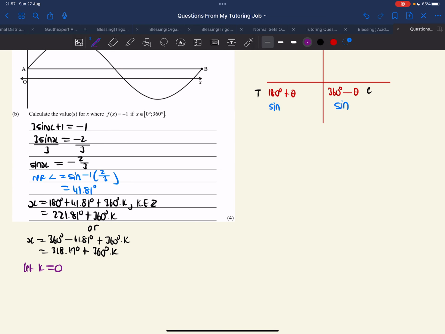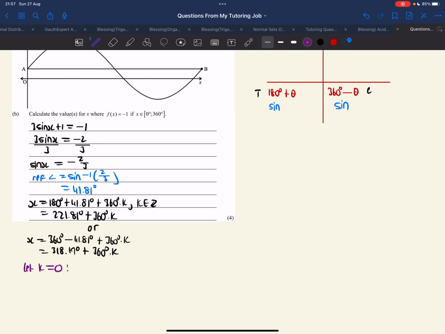And also if you said let k equal 1, can you see that you were going to say 221.81 plus 360? Because if you let k equal 1, you're going to add 360. Can you see that that number is bigger than 360 degrees? Even for the second general solution, it was going to be a bigger number. So if you substituted a negative number, or 1 or a bigger number than 1, those values were not going to be part of that interval. So the only values we can find are when we let k equal 0.